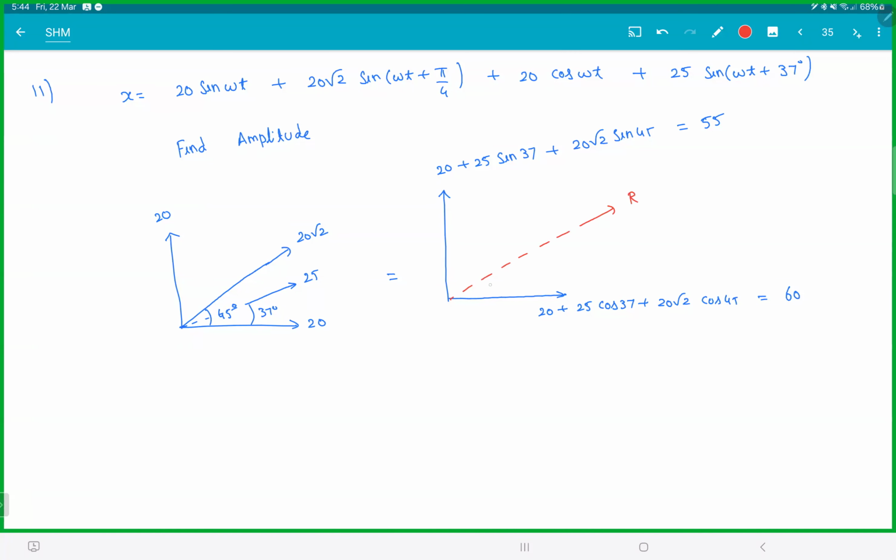This is your resultant and this is your alpha. So R is equal to root over 55 square plus 60 square. Alpha is tan inverse 55 by 60. So you can write this function as x is equal to A sine omega t plus alpha. Check. Easy. You just need to convert everything into vectors and they look the same. It's easy after that. Doesn't matter how many functions I give.